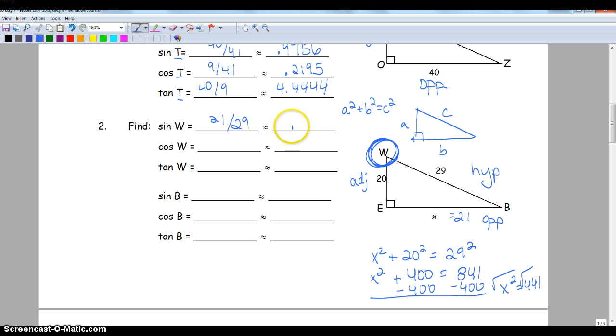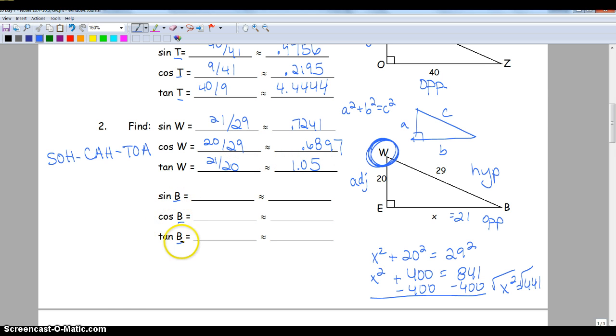You're going to get 0.7241. Cosine of w, adjacent over hypotenuse. So this is where your SOHCAHTOA is going to help remind you of what goes on top of what. Cosine, adjacent over hypotenuse, 20 over 29. And you can divide that on your calculator. You get 0.6897. And then tangent, opposite over adjacent, 21 over 20. And you will get 1.05.